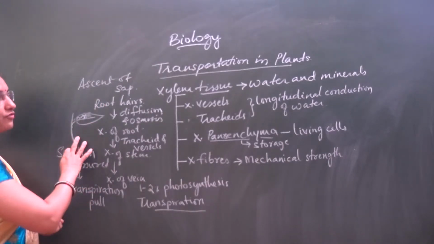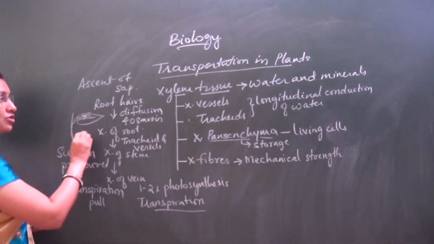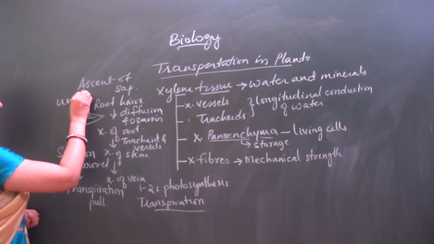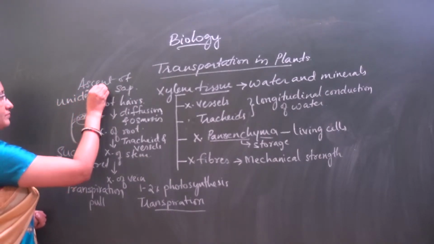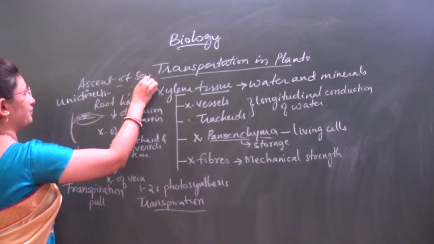This is how the conduction of water is carried out by the xylem tissue. This conduction of water is always in a unidirectional flow. It's a unidirectional flow.